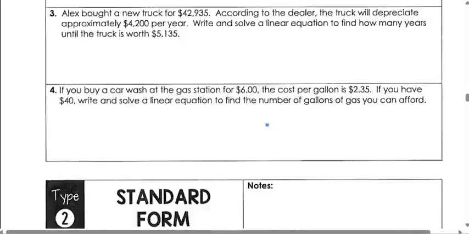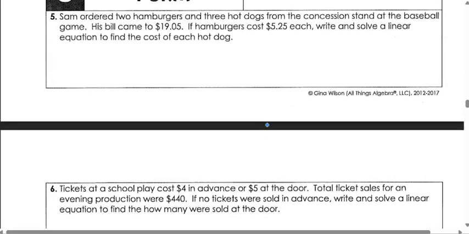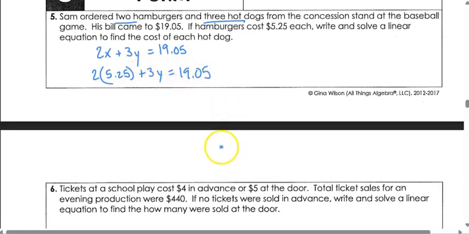All right, second type of problem. Okay, now we're going to have two different variables. So Sam ordered 2 hamburgers and 3 hot dogs from the concession stand. We're going to assume those cost a different amount. And his bill came to $19.05. All right, now we have 2 variables. We don't know how to solve equations for 2 variables yet, but they gave us another piece of information, which is that hamburgers cost $5.25 each. So that would be 2 times $5.25 plus 3y equals $19.05. And now this is an equation we know how to solve.